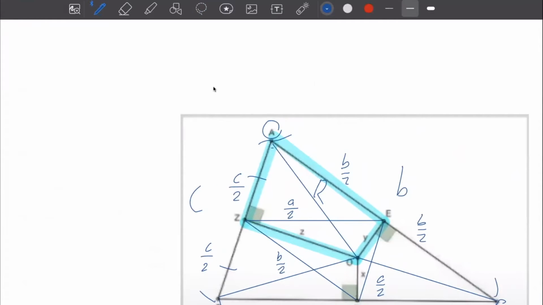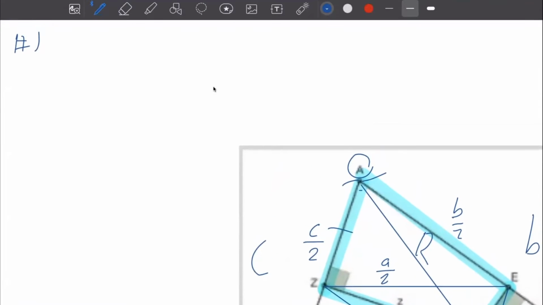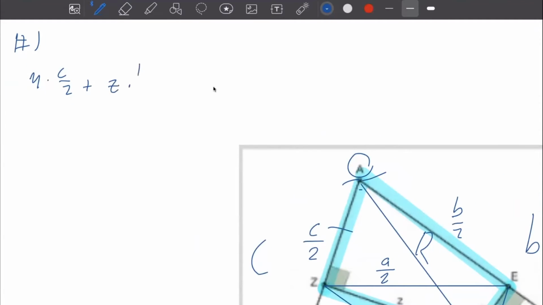cyclic quadrilateral number 1. We're going to multiply y times c over 2 plus z times b over 2. This is going to equal R times a over 2 due to Ptolemy's theorem.